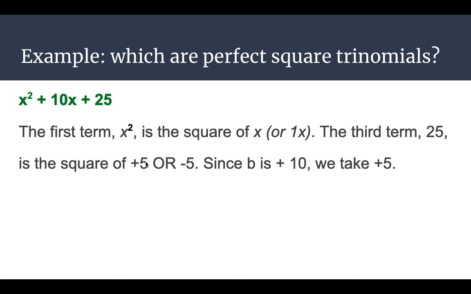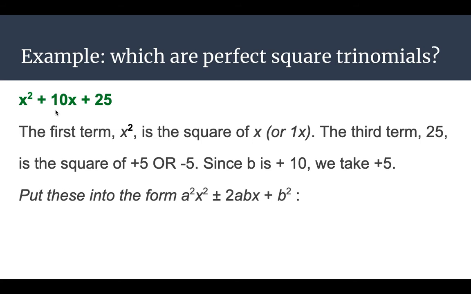And the hint to which one to take here is the sign in front of b, in front of our middle term, I should say. Because this is positive, we're going to take positive 5, because if you take negative 5, you would get a negative number here, and that's not going to work.